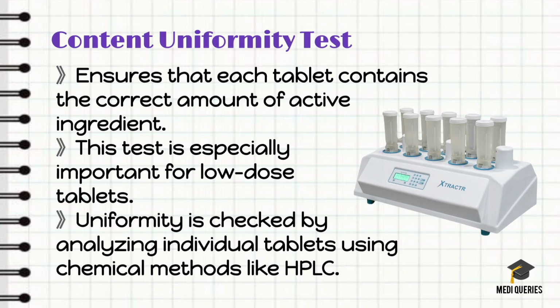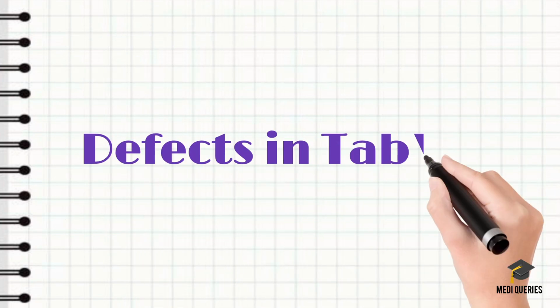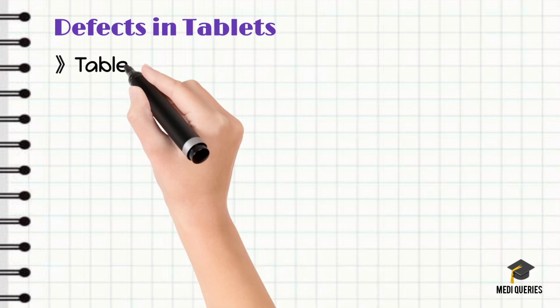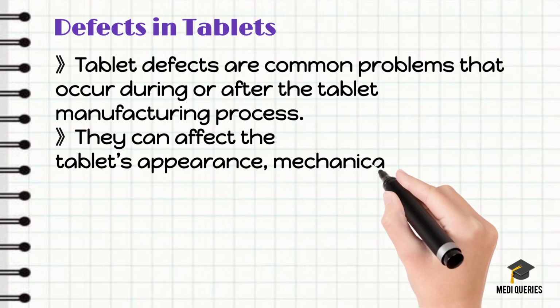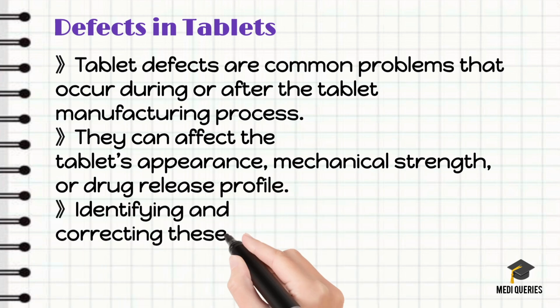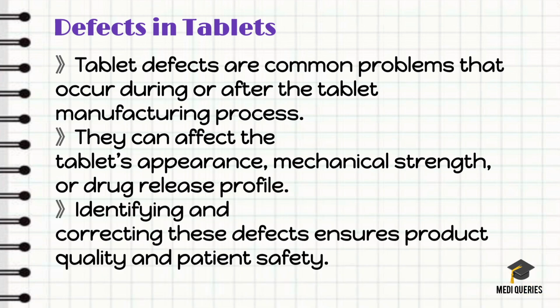And the next topic is: what are tablet defects? Even with advanced machines and precise formulations, tablets can develop various physical flaws during manufacturing. These flaws are called defects. They affect the appearance, strength, or performance of the tablet. These defects can arise due to improper formulation, equipment issues, environmental conditions, or operator errors.